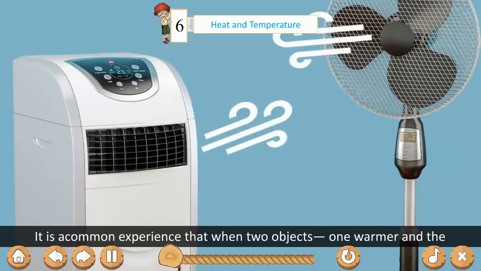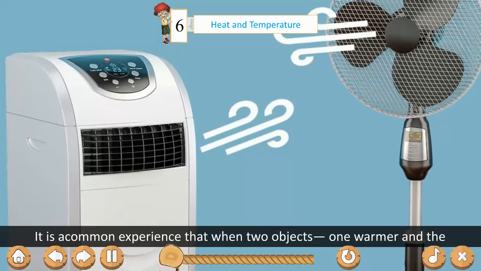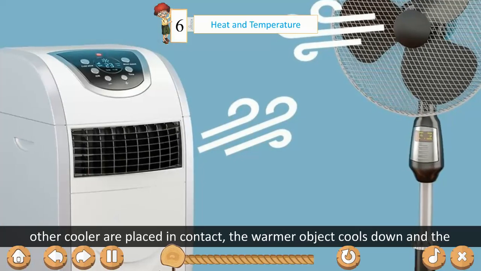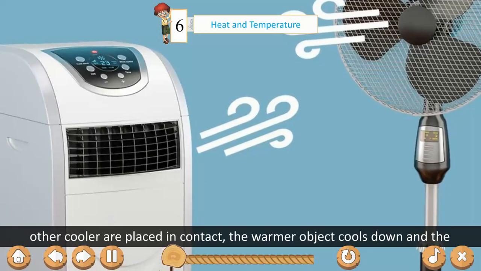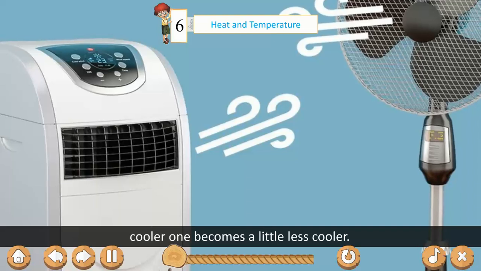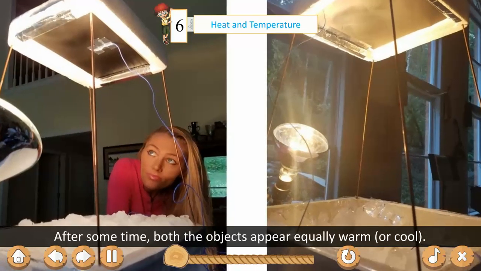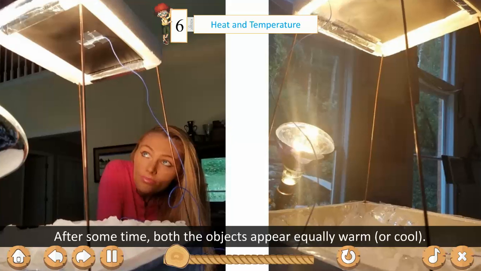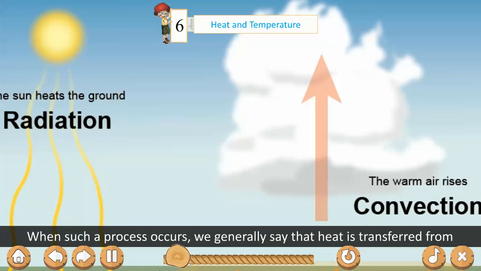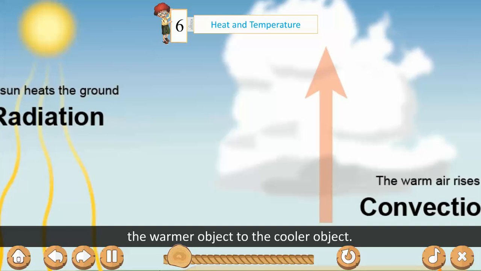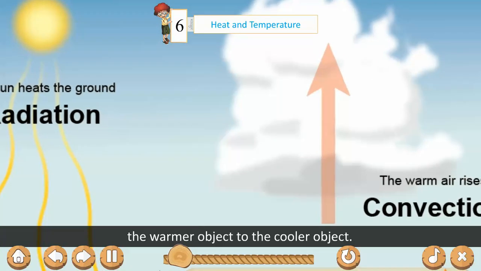It is a common experience that when two objects, one warmer and the other cooler, are placed in contact, the warmer object cools down and the cooler one becomes a little less cool. After some time, both the objects appear equally warm or cool. When such a process occurs, we generally say that heat is transferred from the warmer object to the cooler object.